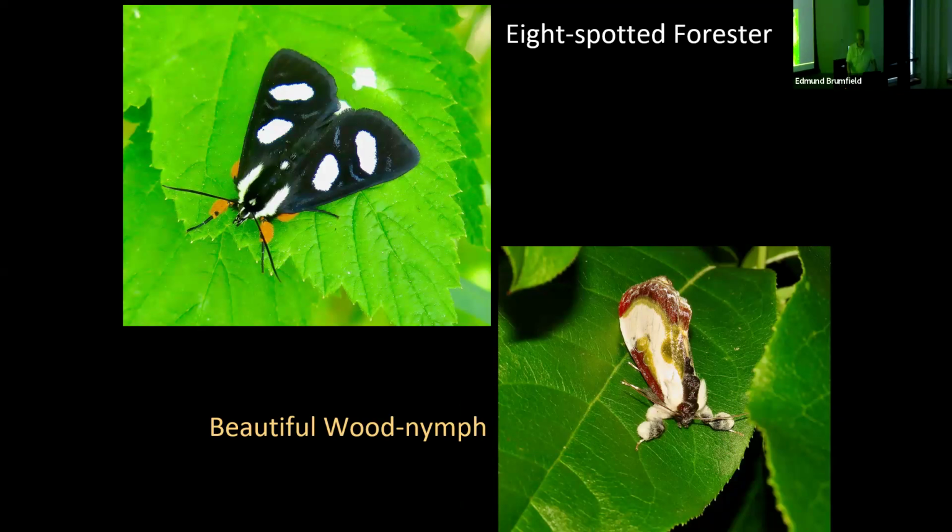How about these two? Eight-spotted forester, I'm sure you've seen. It's often a day flyer, but that's also a grape and Virginia creeper feeder, as is the beautiful wood nymph, which is not to be confused with the butterfly wood nymph. This is a moth wood nymph, of which there are two species, the pearly wood nymph and the beautiful wood nymph, and both of them feed on things in the grape family. And you often see these during the day as well, perched on vegetation. They've got that bird dropping thing going about them.